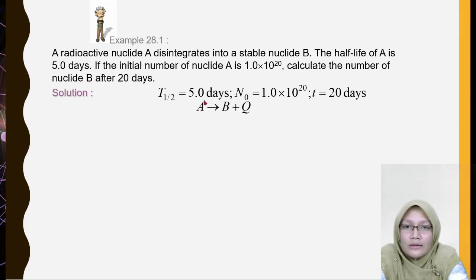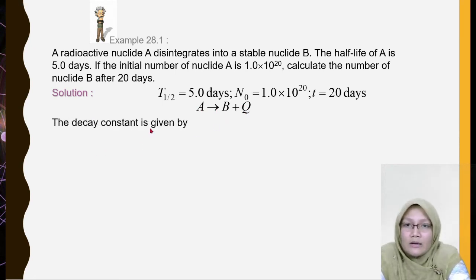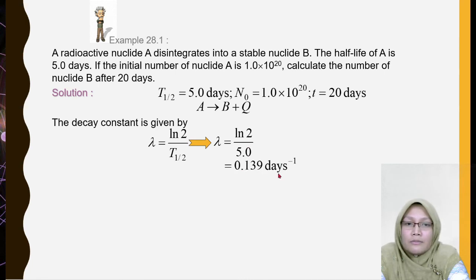Okay, so dia punya reaction dia adalah A disintegrate kepada B dan keluarlah Q ni adalah nuclear energy. Okay, so A kepada B. A ni adalah parent, B adalah dia punya daughter. Okay, decay constant, lambda equal to ln 2 bahagi dengan half-life. So, kita akan dapat ln 2 bahagi 5. So, decay constant kita akan dapat dalam 0.139 per day. Okay, sebab kita guna dalam unit days.